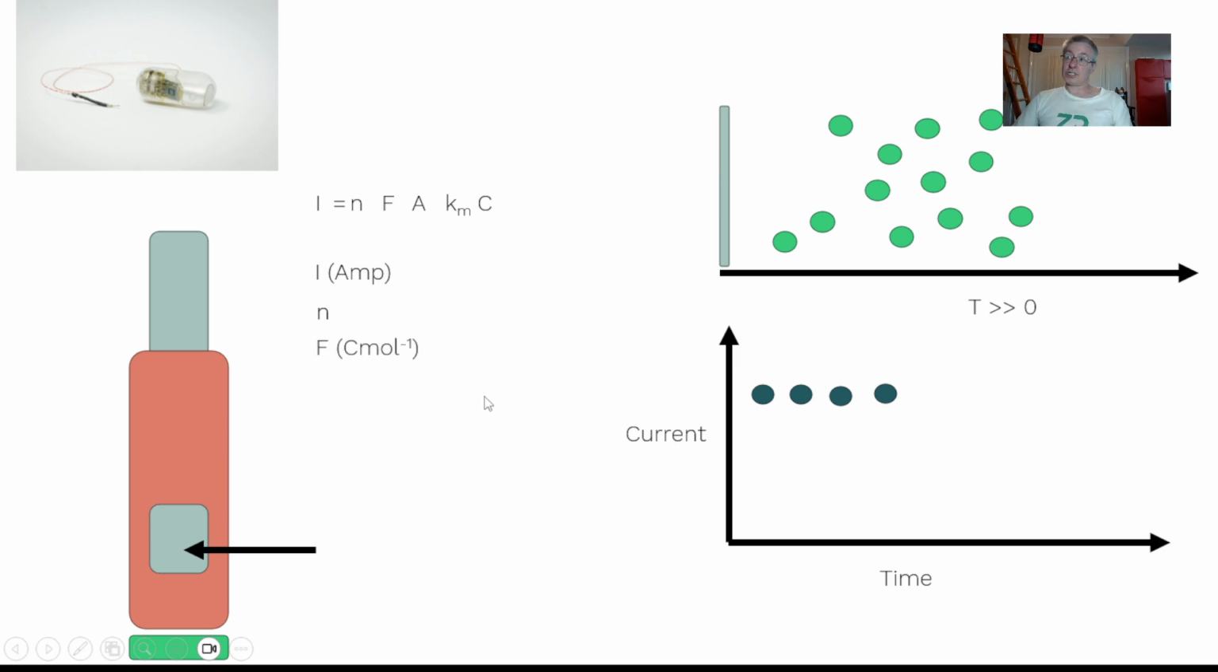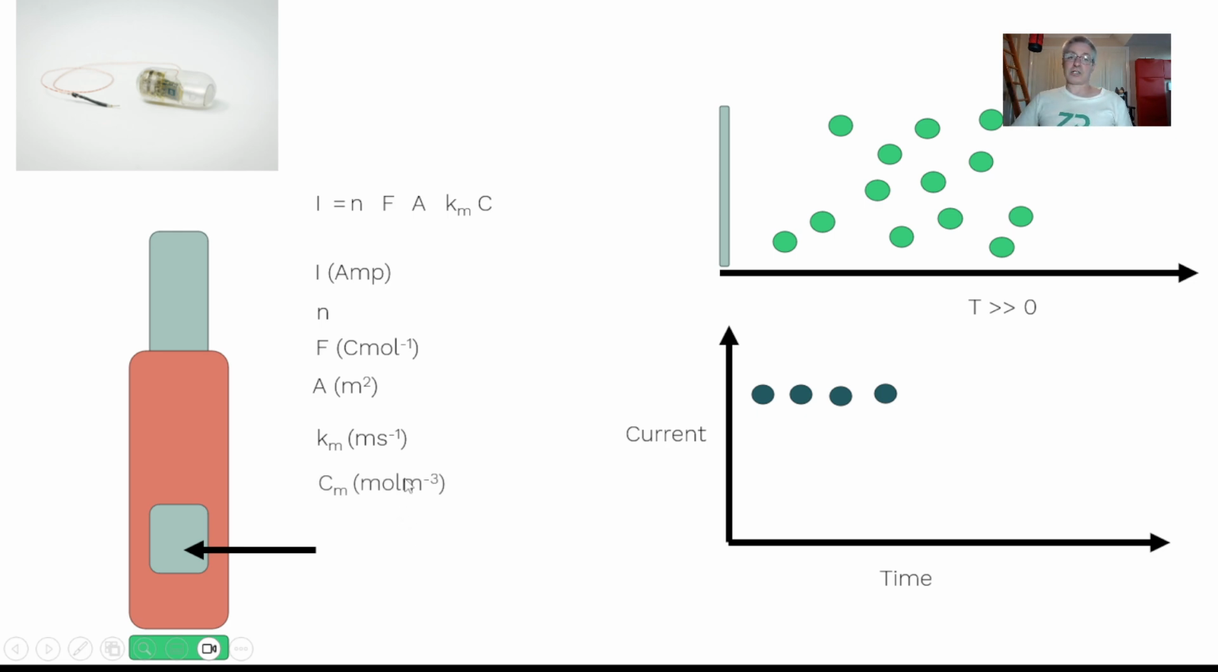F is charge per mole, which is 96,485, or just call it 100,000, it's easier. Coulombs per mole. Area is meter squared. When, in reality, when you're talking about glucose sensors, we're already down in millimeters, but area is meters squared. Km, mass transport, is meters per second. So it feels to me like that's really like a velocity, or maybe I should say a speed term. And finally we have concentration, which you've got to be careful with because it's in moles per meter cubed.